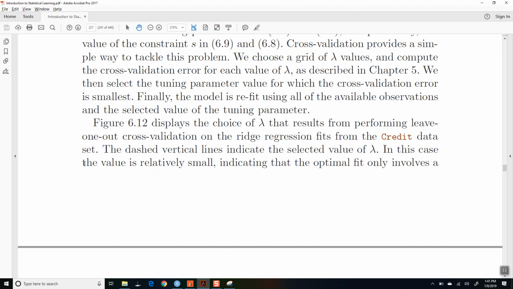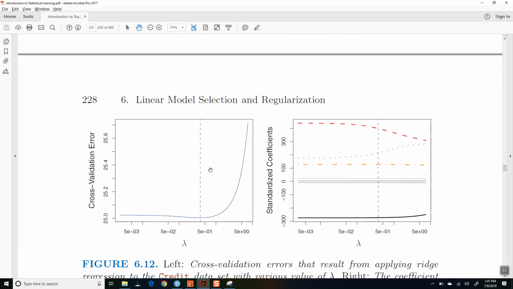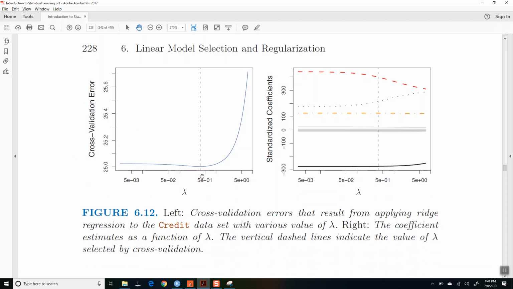Selecting the tuning parameter. This is always kind of tricky, like what value of lambda should we use? And generally we say, let's do cross-validation, okay? Let's just try it out. Try out different values of lambda, and we'll see what our performance is on our cross-validation error, and we'll pick the lambda that produces the smallest cross-validation error.